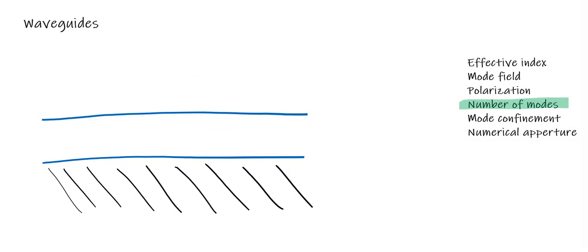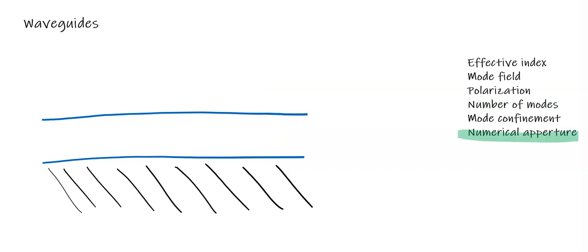Then we are interested in number of propagating modes. Depending on wavelength and dimensions of the waveguide, we can have several profiles of the mode fields, and the number of possible modes determines if we have a single mode waveguide or a multi-mode waveguide. In a single mode waveguide, only the so-called fundamental mode is propagating.